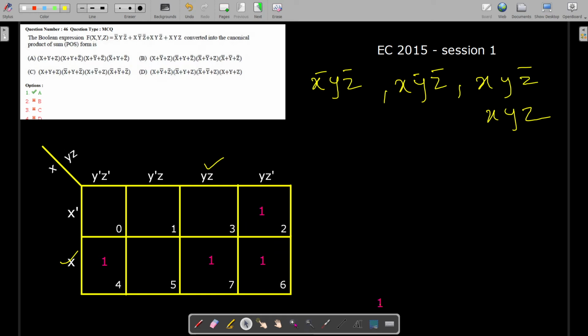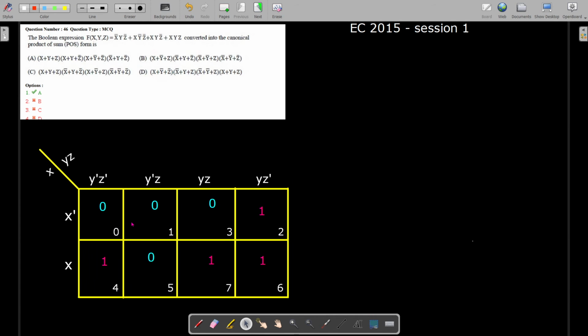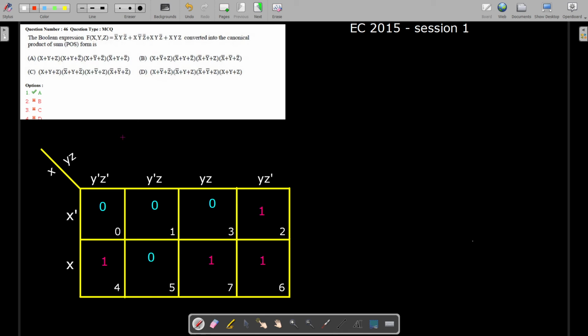Now we have to place zeros into the remaining cells in order to convert it into canonical POS. The four cells occupied by ones are the minterms 2, 4, 6 and 7. So the remaining cells must be filled with zeros: the zeroth cell, first cell, third cell and finally the fifth cell. Corresponding to the zeros we have to form the max terms. Max term 1 is available within the zeroth cells, and these two are covered. So it can be written as x plus y plus z. This is max term 1.